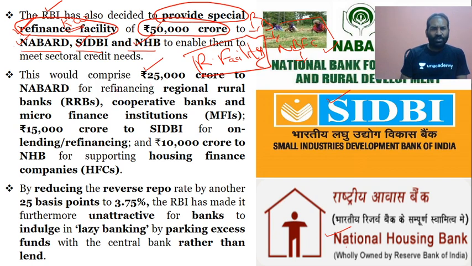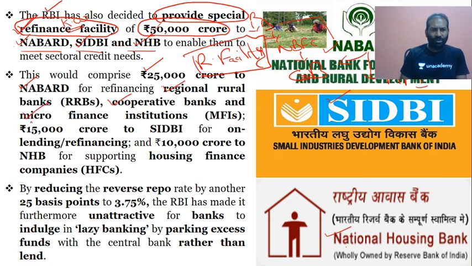Within the 50,000 crores, 25,000 crores goes to NABARD, wherein again NABARD will refinance. Please do understand here. NABARD will refinance to regional rural banks, to microfinance institutions, and to, I'm extremely sorry, cooperative banks. So NABARD will go ahead with refinancing to regional rural banks, cooperative banks, and then the microfinance institutions.